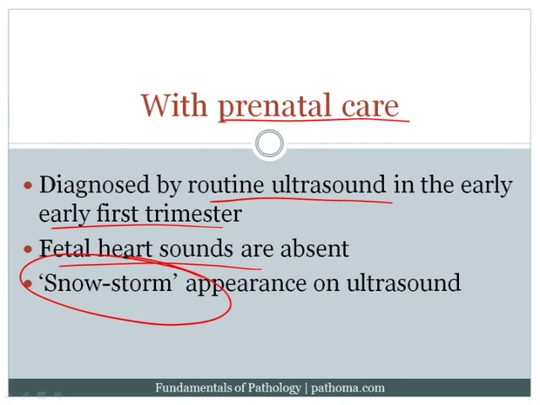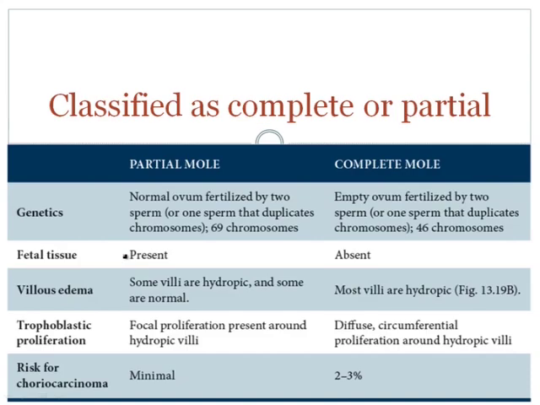Now, once you've made a decision that the patient has a molar pregnancy, the next thing you have to do is classify that molar pregnancy. Molar pregnancies can be classified as complete or partial. The classification is based on a few things. You look at the genetics, and you look at the fetal tissue. You ask the question: is there any fetal tissue being made or not? Sometimes there is, sometimes there isn't.